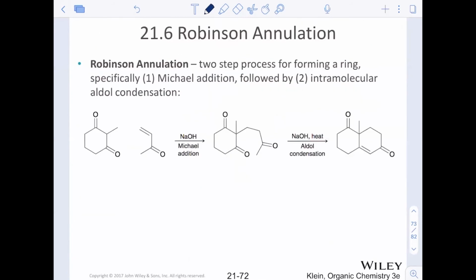Robinson annulation. This is a 2-step process that is really there to form a ring via an intramolecular aldol reaction. So first thing that we do, Robinson annulation, is combining 2 reactions that we have seen so far. We are combining the Michael addition reaction and then doing an intramolecular aldol condensation reaction. So we are going to walk through this one right now to make sure that we see both steps playing out.